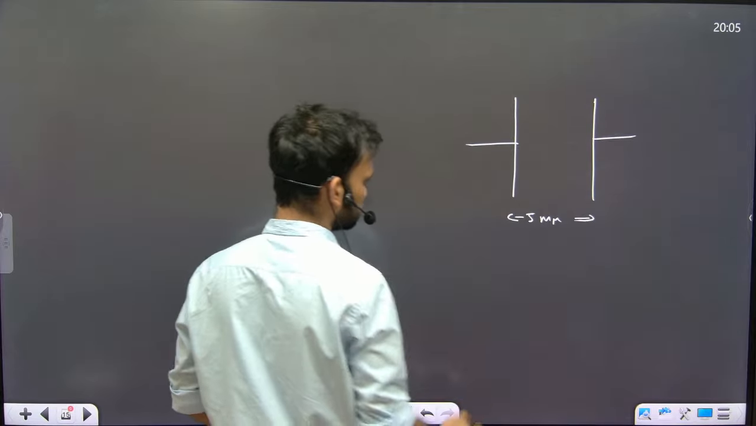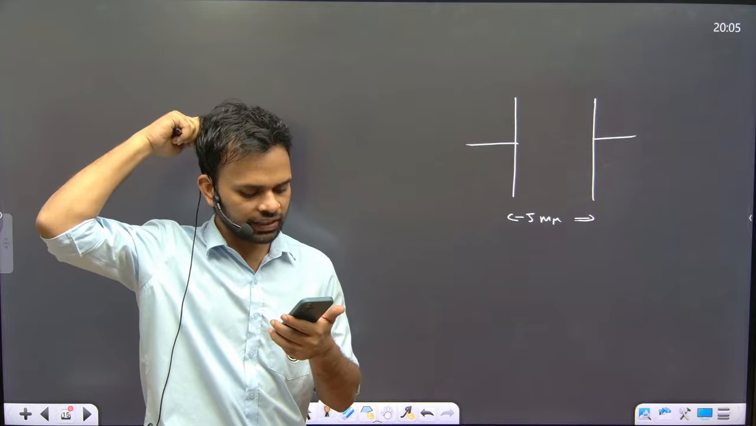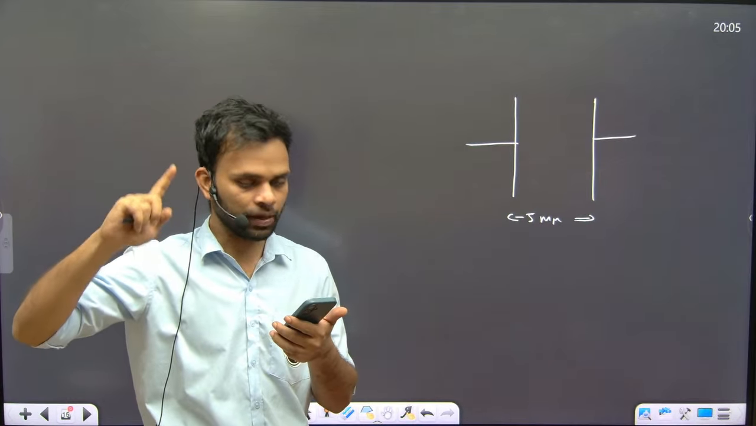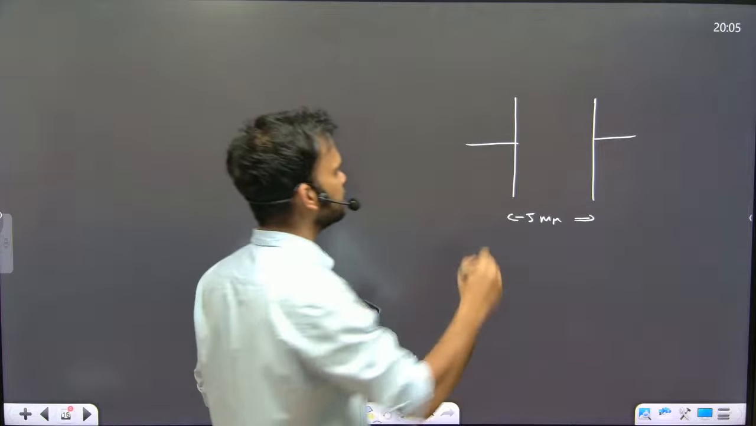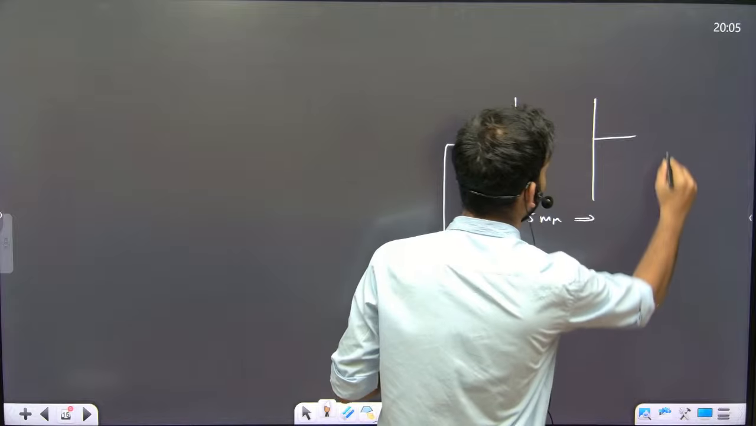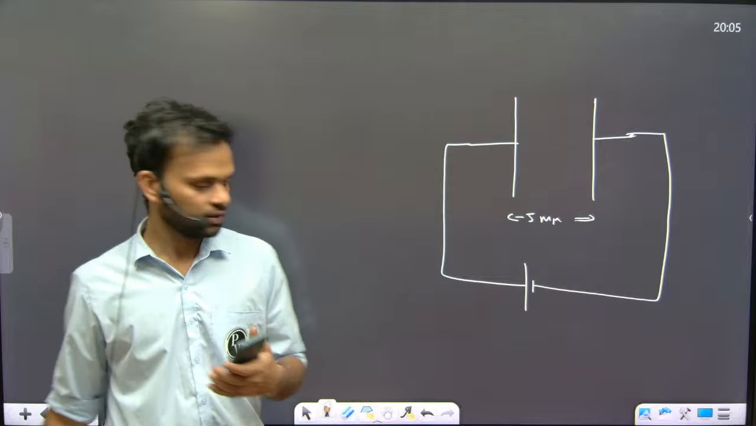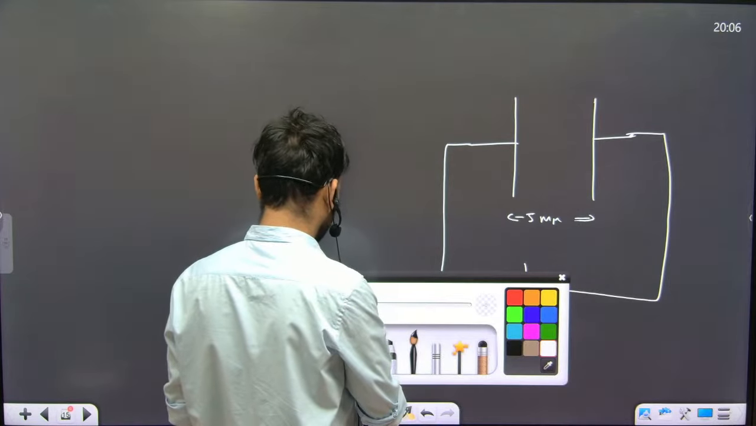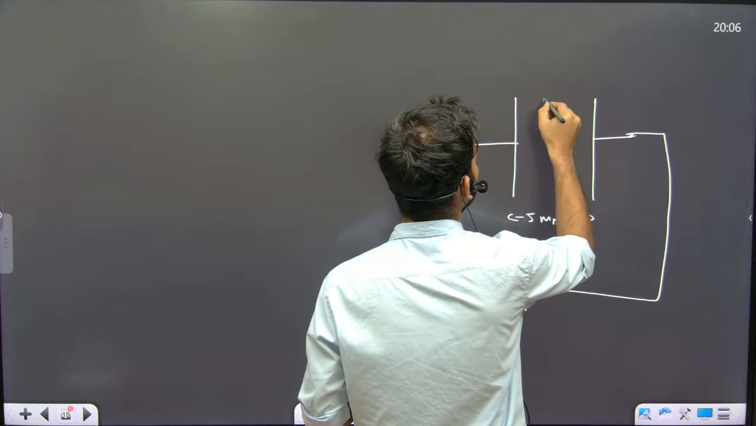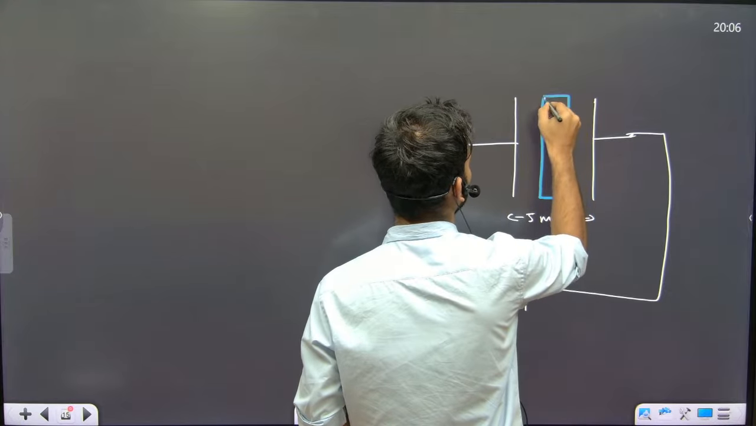Right. So it is charged by a battery, and on introducing a mica sheet of 2 millimeters thickness, and maintaining the connection of the plates with the terminals of the battery. What he's saying is we have connected the battery, and we maintain the connection and then put a dielectric. The dielectric is not completely filling, so it is partially filling. So the thickness is 2 mm.